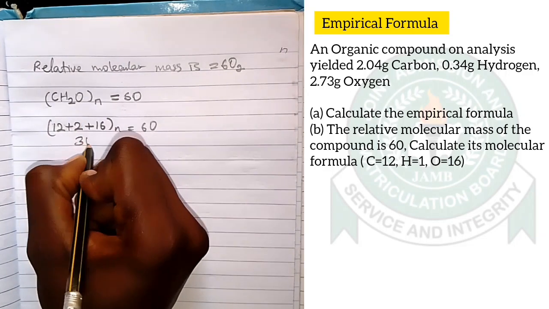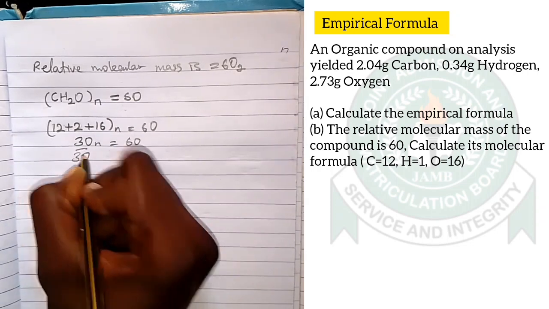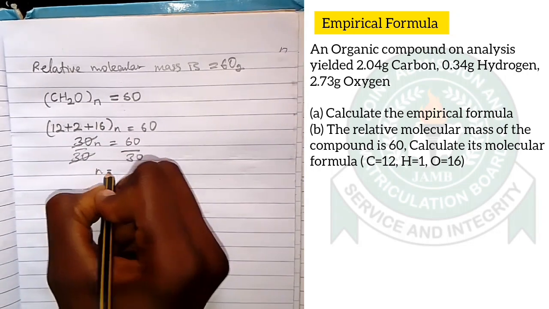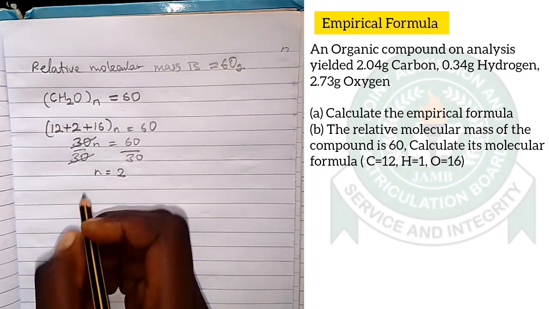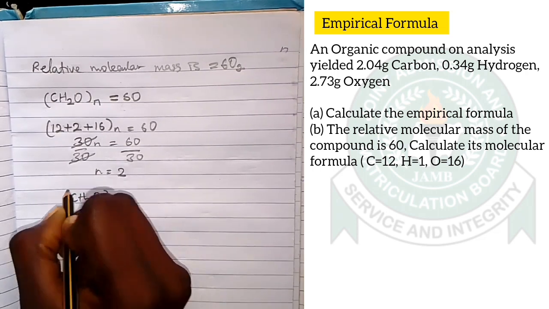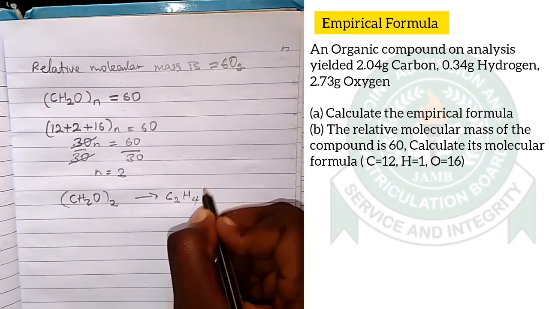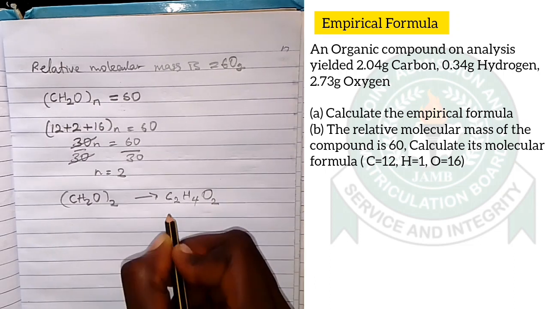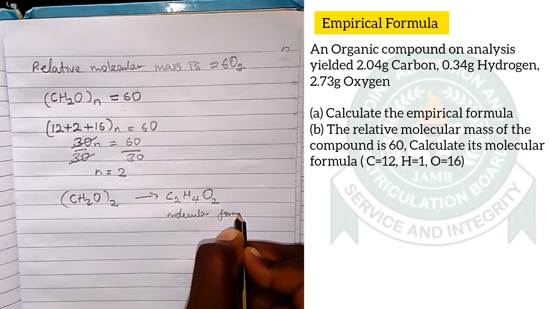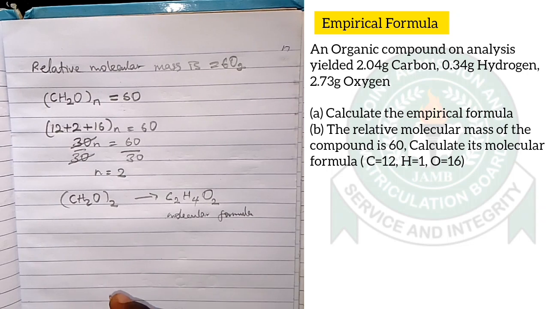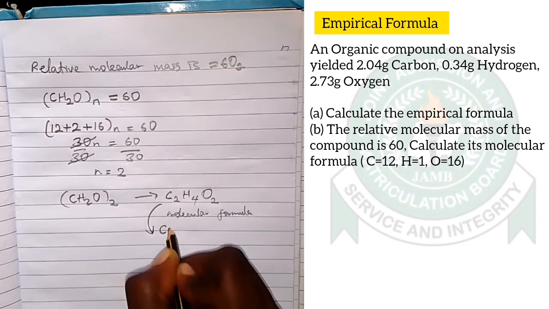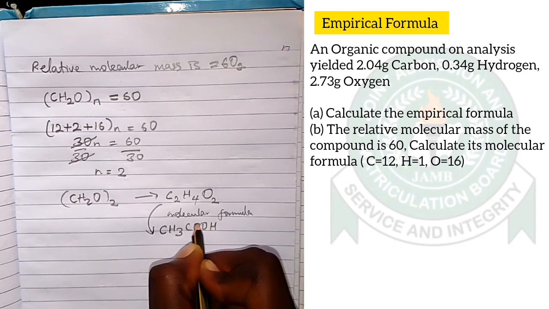So I'm calculating the relative molecular mass of the empirical formula. So I have 30N equal to 60. By normal mathematics rules, I have N equal to 2. So I multiply the empirical formula by 2, and if I simplify that out, I have this as the molecular formula. So this is the molecular formula. But since this is an organic compound, it can also be written as CH3COOH.